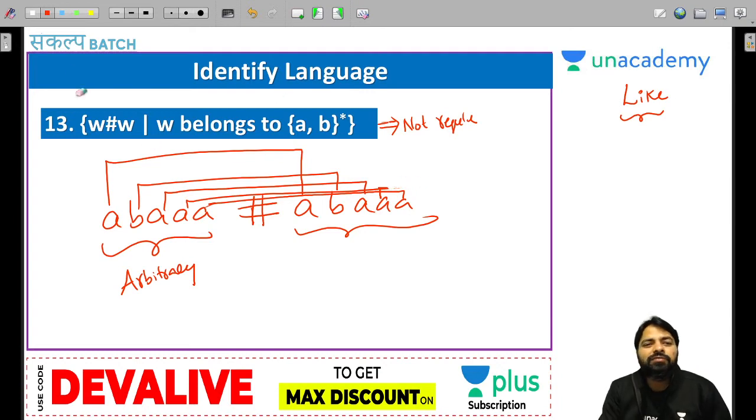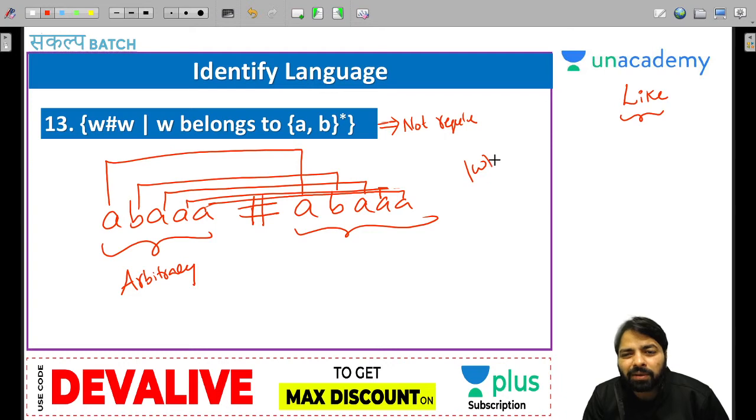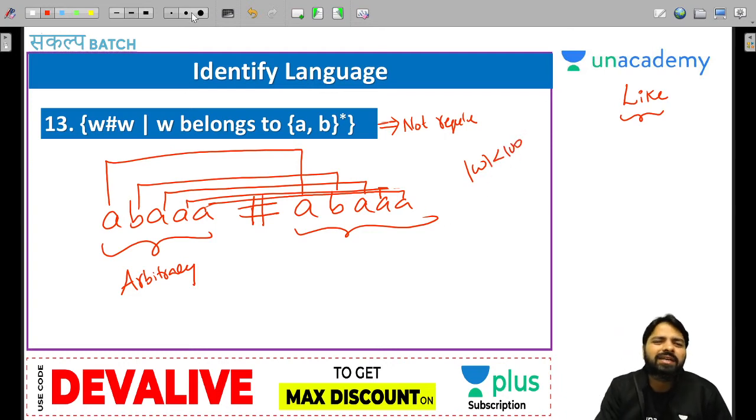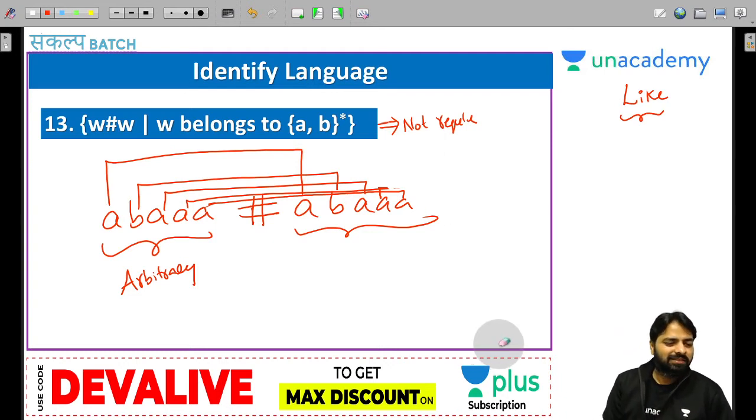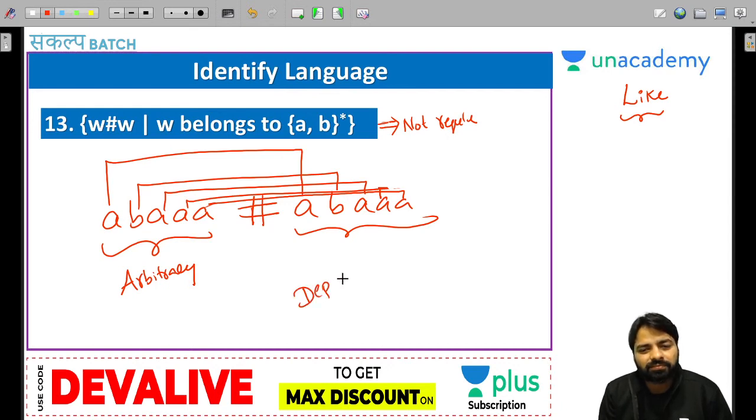If anybody says the length of W is less than 100, the language becomes finite, and it is regular, guys. Yes, it is. But here it is not regular. Yes, the dependency always exists. It does not just exist, it goes till infinite.